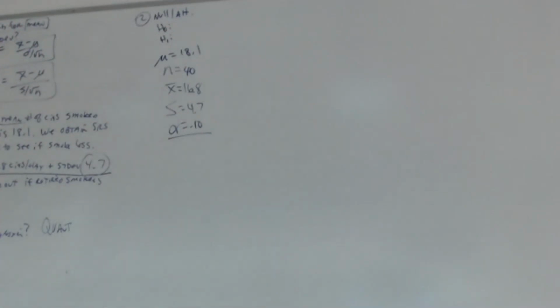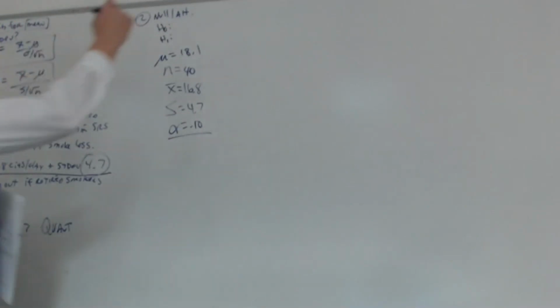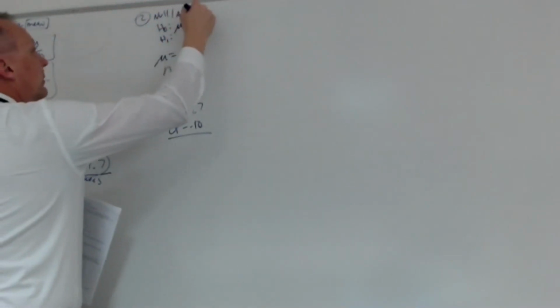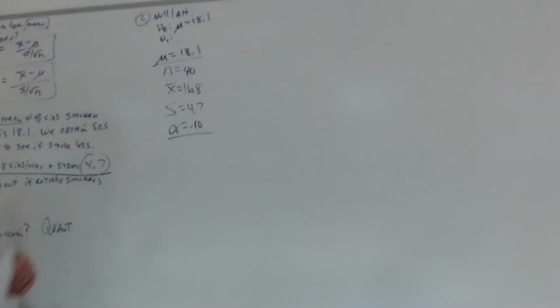Yeah, same as mu, so mu equals 18.1. Mu equals 18.1 because it's always about the population, and this is not a proportion. Okay, it's got to be a population mean. Okay, alternative hypothesis is what?